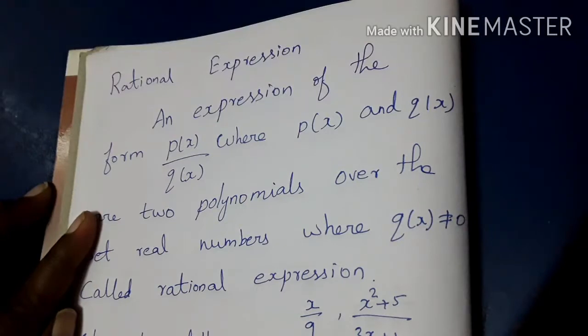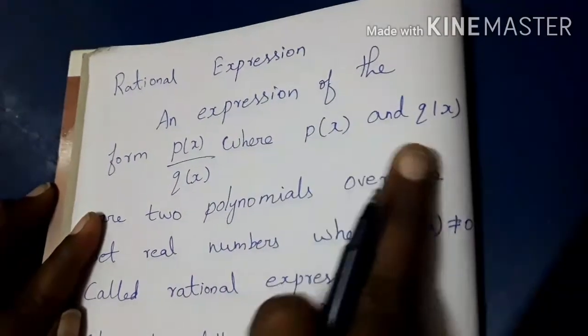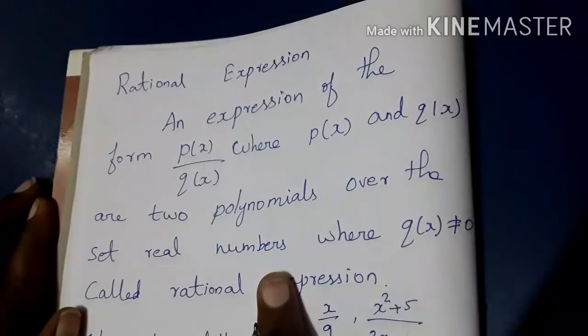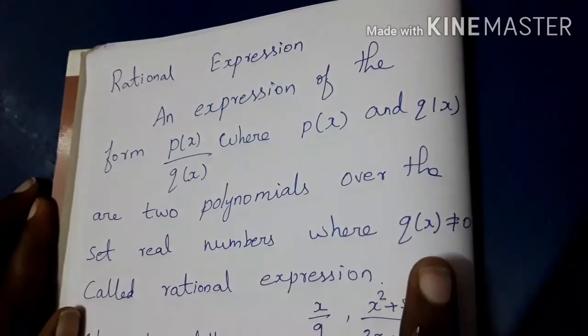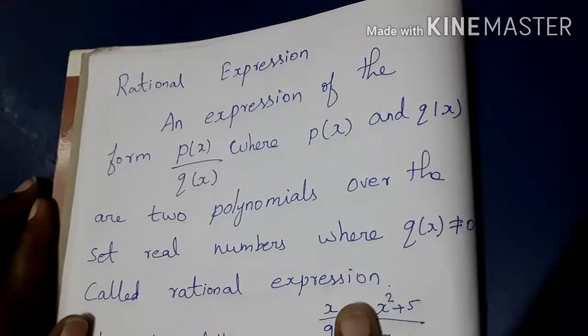Good morning, students. Today we are going to see the rational expression. So what is a rational expression? An expression of the form p of x by q of x, where p of x and q of x are two polynomials over the set of real numbers, where q of x is not equal to 0, is called a rational expression.